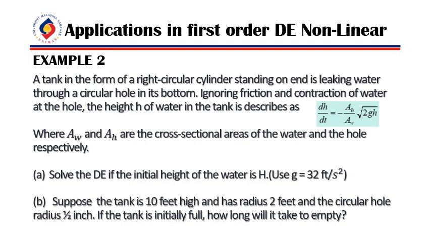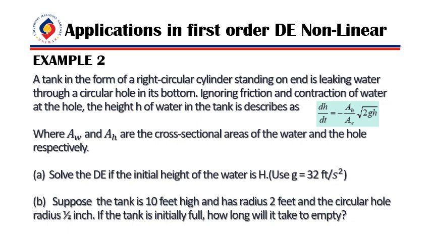Okay, we go direct to example number 3. So if you are given a tank in the form of a right circular cylinder standing, that means this is your tank, right circular standing, and on the end is leaking. So you have water leaking through a circular hole in the bottom here, ignoring friction and contraction of water at the hole. Then the height of the water is described as this.